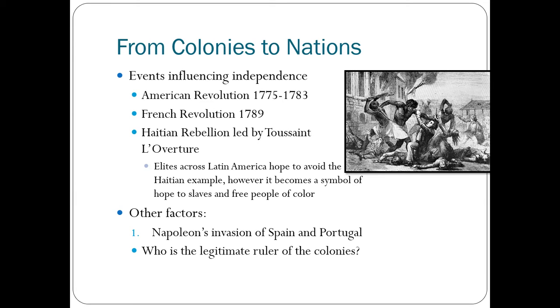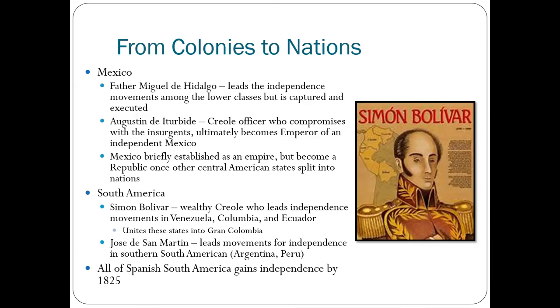Other factors that will contribute to independence will be Napoleon's invasion of Spain and Portugal. Basically what this does is it causes a lot of the people living in the Latin American colonies to really question who their legitimate ruler is. When Napoleon invades Spain and Portugal, he sets up his own puppet kings in those countries, and the people of Latin America, particularly the Creoles, really have no sense of loyalty to Napoleon's governments there. So this is definitely going to be a period of intense change as the people of Latin America and the Creoles are starting to see themselves as different and separate from Europe.